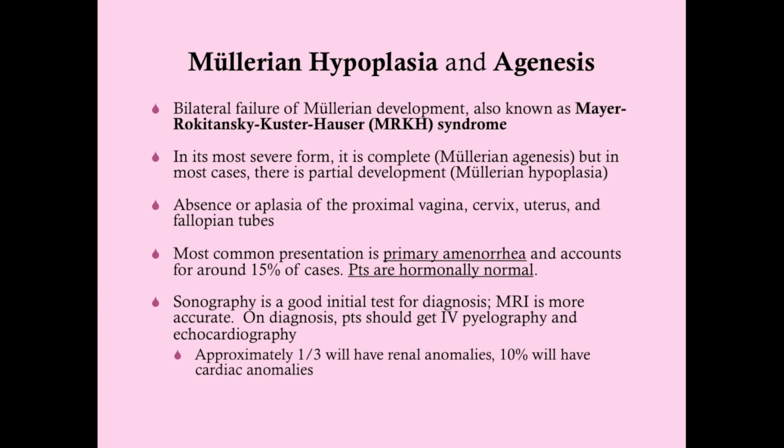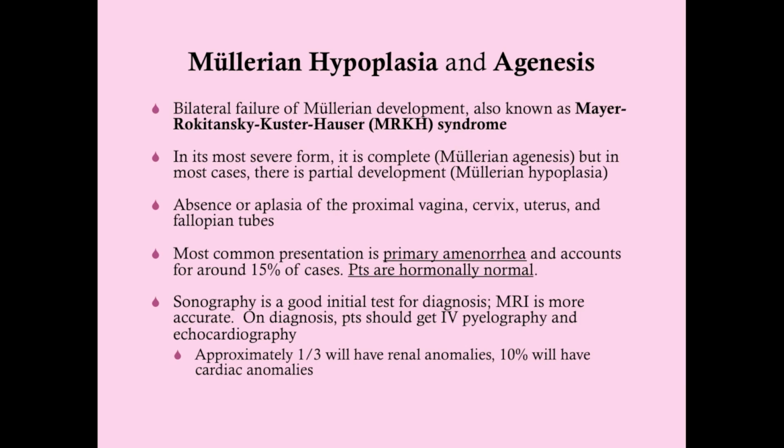However, they'll go through the rest of puberty totally normal. They have ovaries, they're fertile, they just can't carry pregnancies. So they're hormonally normal, they'll have thelarche, they'll have adrenarche, but they won't have menarche. So these women, if they do want to have their own biological children, they certainly can, but they'll need the use of a surrogate. Sonography is a great initial test for diagnosis.